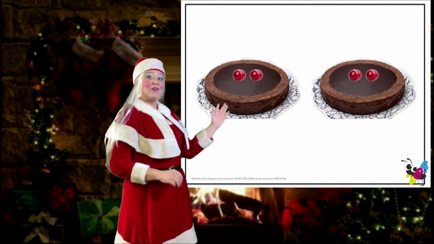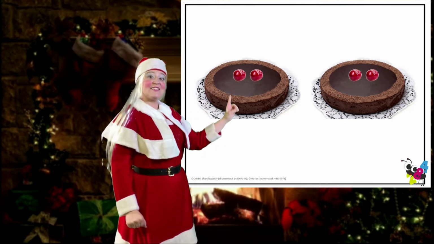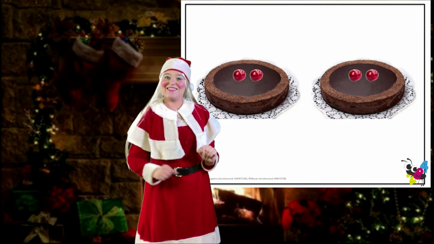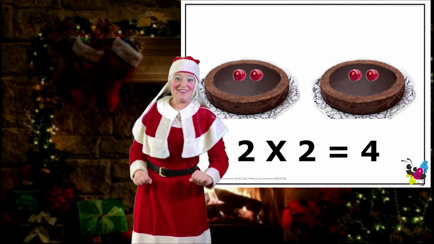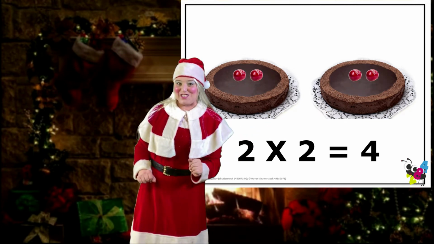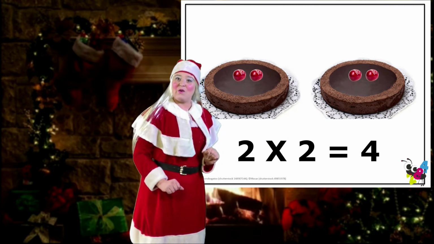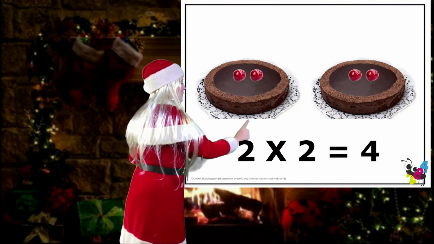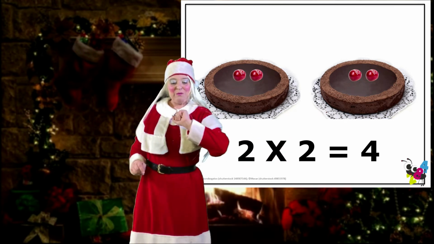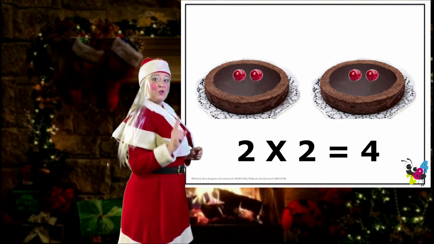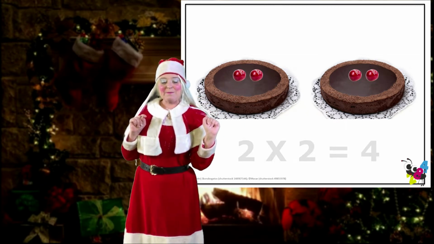Now I have 2 cakes. Each cake still has 2 cherries. So, 2 cakes with 2 cherries each gives us 4 cherries altogether. 2 times 2 is 4. Or 2 groups of 2 is 4. 2 groups of 2 gives us 4 cherries.